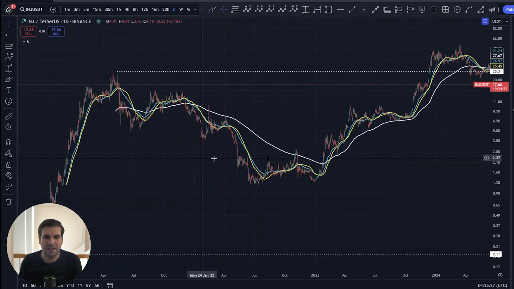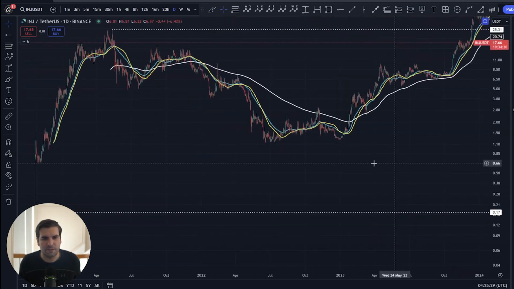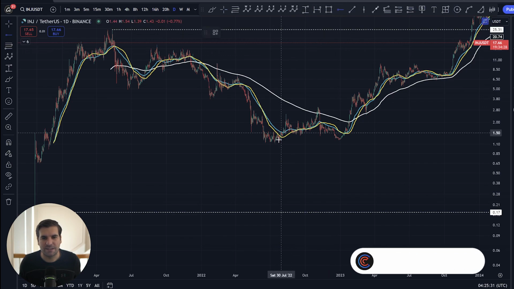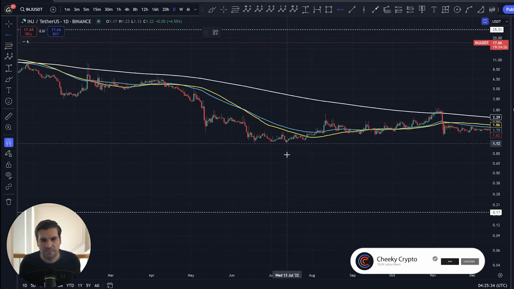Now, obviously, we have seen a bear market low point that comes in all the way down here. We'll go ahead and snap another line to that, and it looks to me like it's this one on the 13th of July 2022. That was a low of $1.12.